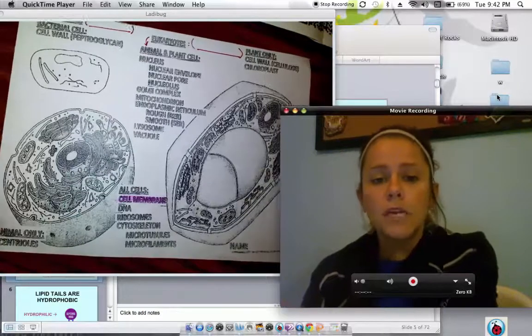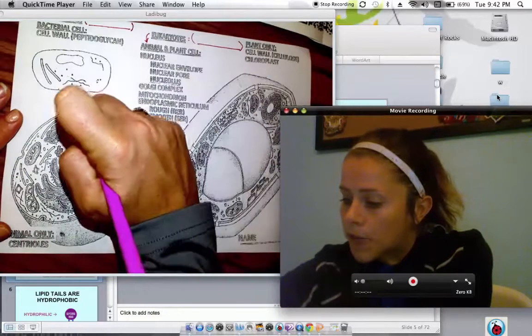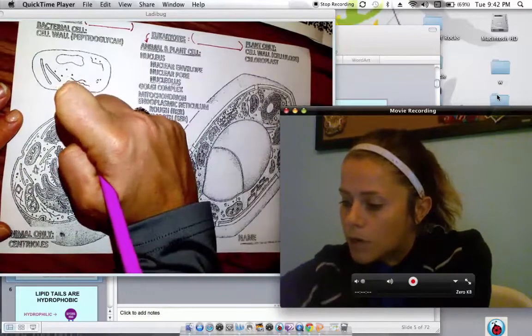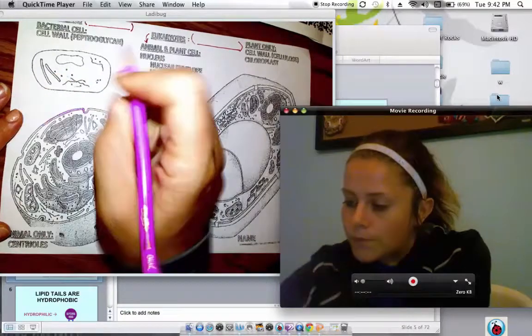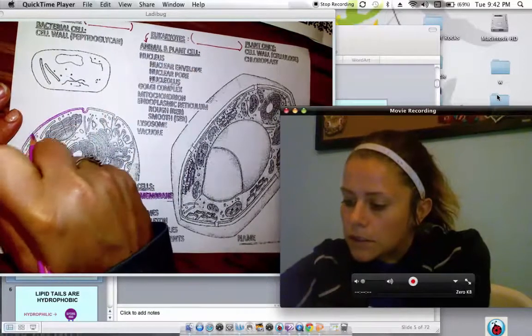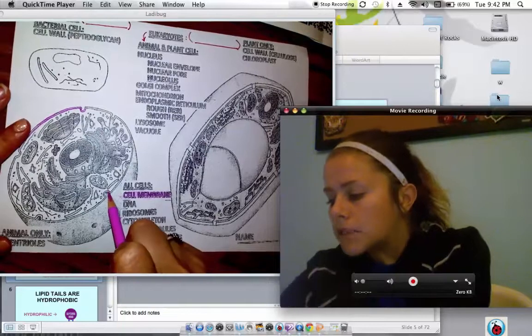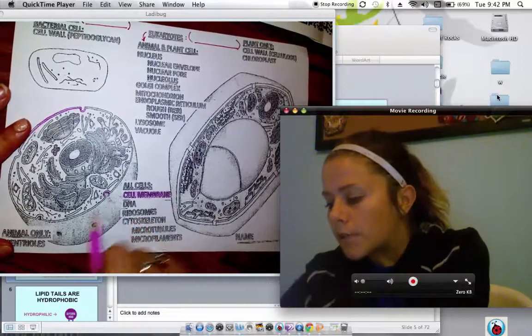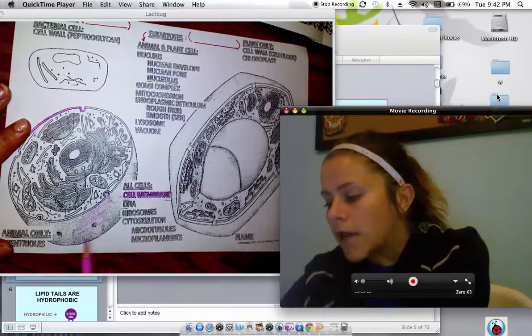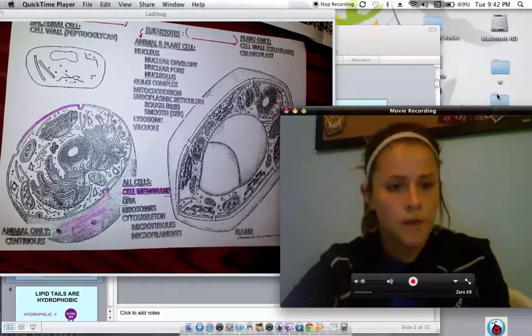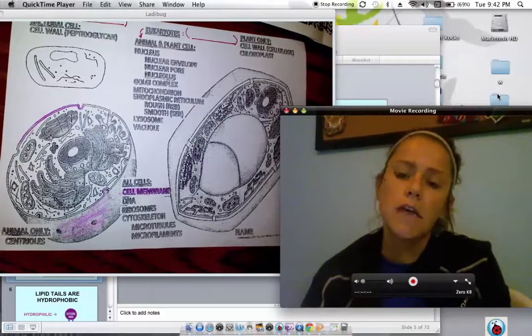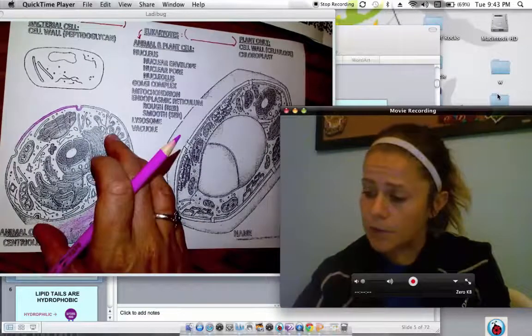When we're looking at our cell diagram, the cell membrane is this part right here. We're imagining that this is a structure that's been cut apart. So all of this is the cell membrane. This is also part of the cell membrane, this right here. Okay, so we want to get all of that in there colored pink.